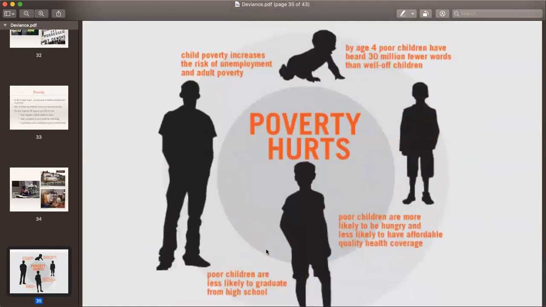Look at this image. By age four, poor children have heard 30 million fewer words than well-off children. Poor children are more likely to be hungry and less likely to have access to affordable, quality health care. That's the key part, quality. Because it could be affordable, but it may not be quality. It could be accessible, but it may not be quality health care. Poor children are less likely to graduate from high school. Child poverty increases with the risk of unemployment, the risk of adult poverty. It's an endless cycle.